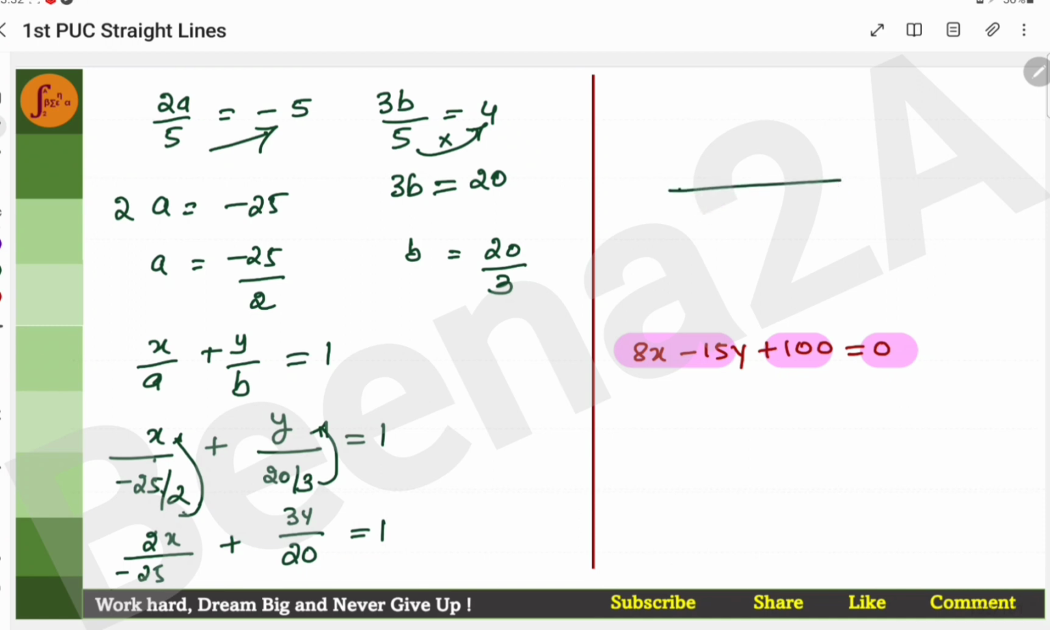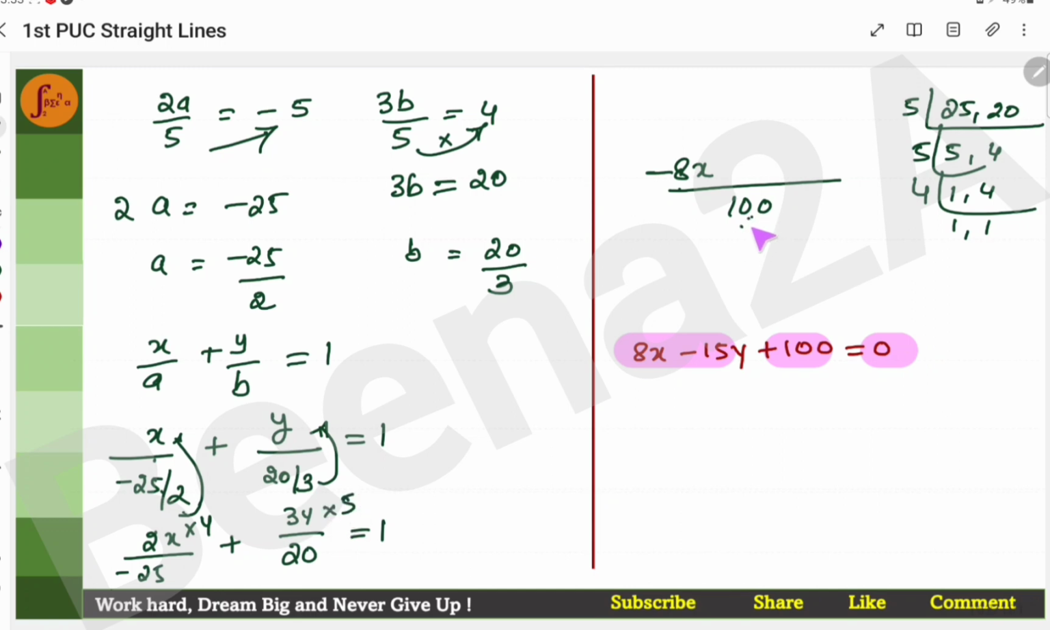Now I'll take the LCM. Right? When I have fractions with different denominators, I have to take the LCM. So what is the LCM of 25 and 20? 5 5s are 25, 5 4s are 20. So 5 into 5, 25, 25 into 4, 100 is the LCM. Now 25 goes 4 times. So put 4, 8x, and there's a minus sign here. And here 20 goes 5 times. To get 100, 20 should be multiplied with 5. You have to multiply the numerator. So 3y into 5, which is 15y. This is equal to 1.